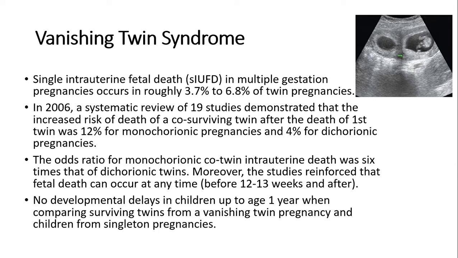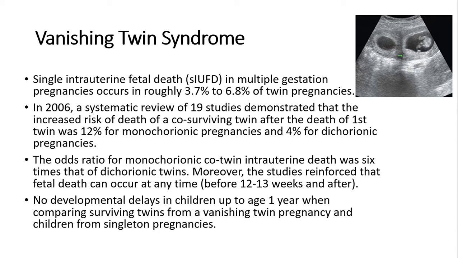The next problem with twins is vanishing twin syndrome, or single intrauterine fetal death in case of twins. It's not that often, but it may happen. Usually it is demonstrated that the increased risk of death of the co-surviving twin after the death of the first twin was 12% for monochorionic pregnancies and only 4% for dichorionic pregnancies. So it's very important to remember to know chorionicity. The odds ratio for monochorionic co-twin intrauterine death was 6 times that of dichorionic twins.